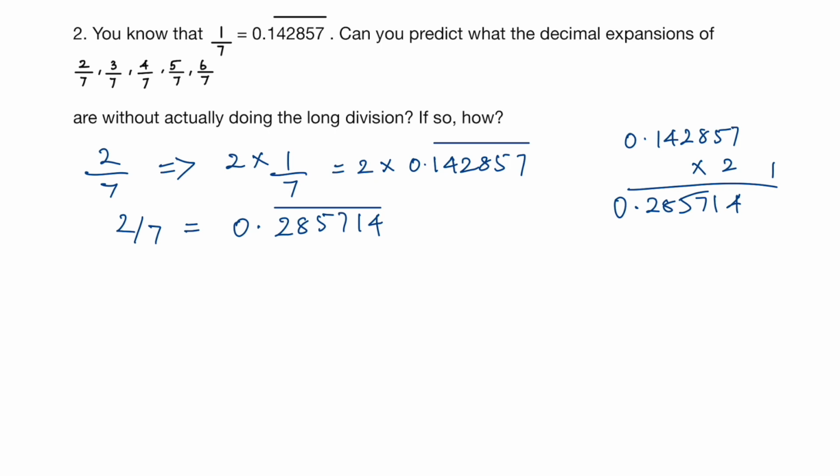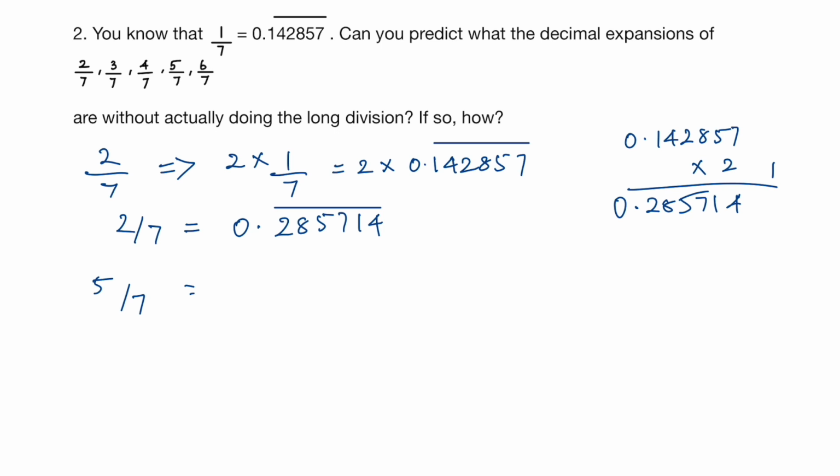Now we are going to do the same thing to find the others as well. Let me just do it for 5 by 7 in this case. I'm not going to do everything here because it doesn't make sense for you. You're just going to multiply it again. For 3 by 7 you're going to multiply this number, the value of 1 divided by 7, by 3 instead of 2, and for 4 by 4, and 5 and 6.